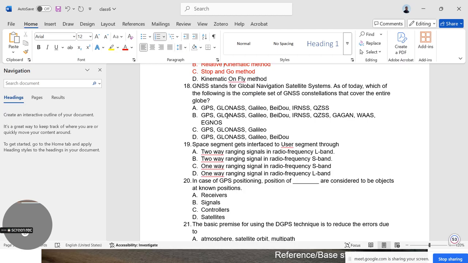Whereas if you see GAGAN, WAAS, and EGNOS, those are not navigational satellite systems, but augmentation systems. So they are not a part of the navigational satellite systems, they are part of augmentation systems. So our answer will be GPS, GLONASS, Galileo, and BeiDou.